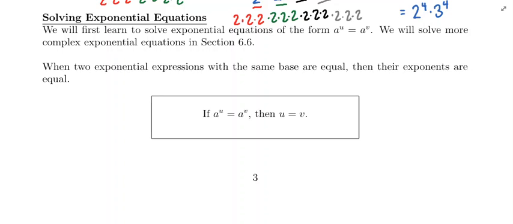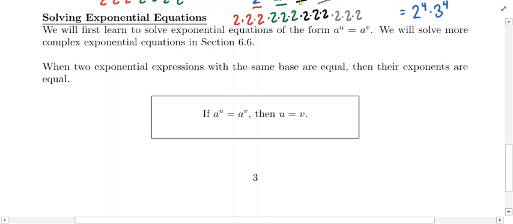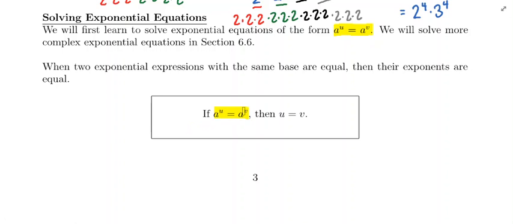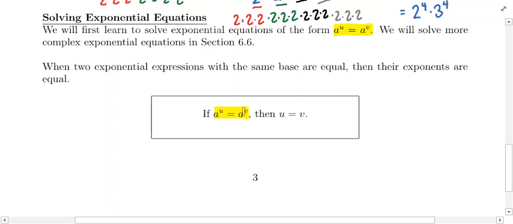Again, to start, we're starting with these simple exponential equations, and they look like this: a to the u power is equal to a to the v power. So notice in this statement, you've got an equation, you've got an equal sign, and on either side of the equal sign, you've got something exponential, something raised to a power. The base on both sides is the same. The base is a on the left side and the base is a on the right side.